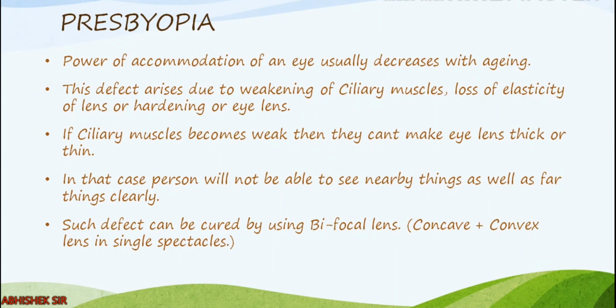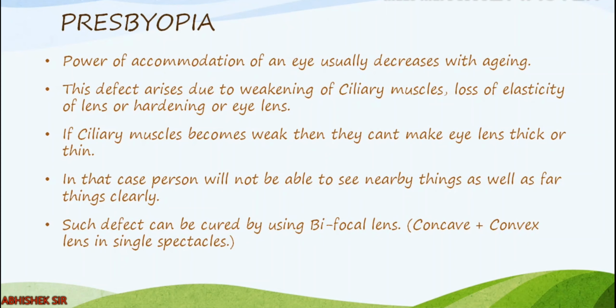Moving on to the last defect, that is presbyopia. Now it is related with power of accommodation of the eye. As the human being ages, as it grows, the power of accommodation of the eye decreases, right? Now what is power of accommodation? Power of accommodation is the ability of eye lens to become thick or thin. Now who does it? Ciliary muscles, right?